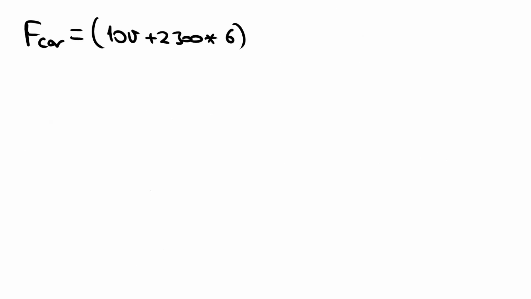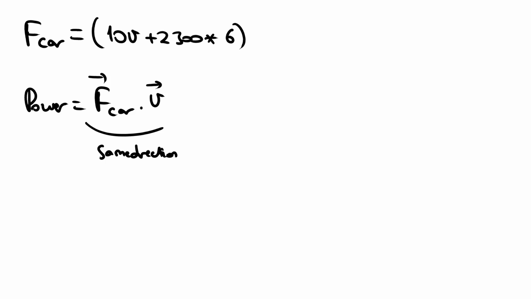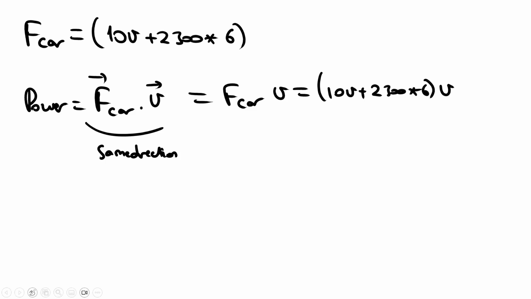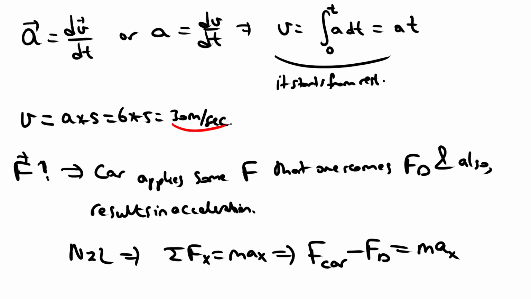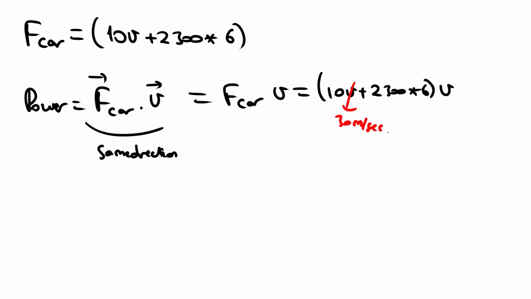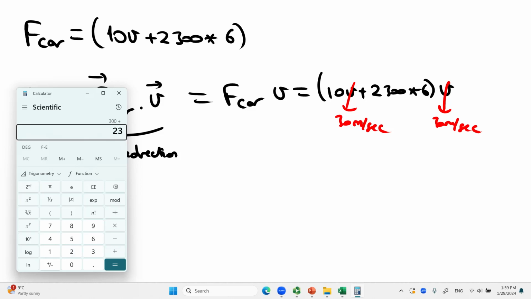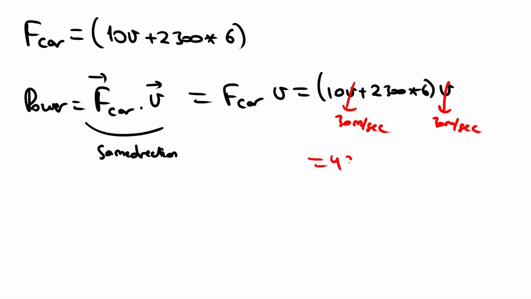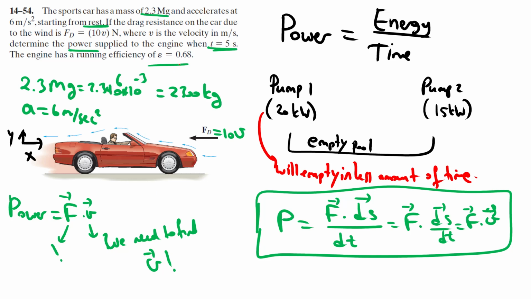And then the power will be equal to F of the car into the velocity V. But they are in the same direction. Okay, therefore you can just write F of the car into V. And F of the car is 10V plus 2300 times 6, and then times V. Okay, and the V value we have just found is 30 meters per second. So just replace it as 30 meters per second, and then times 30, and that makes 423 kilowatts.